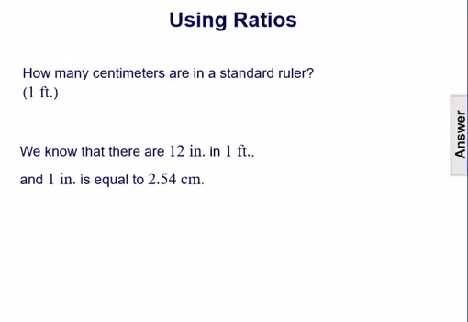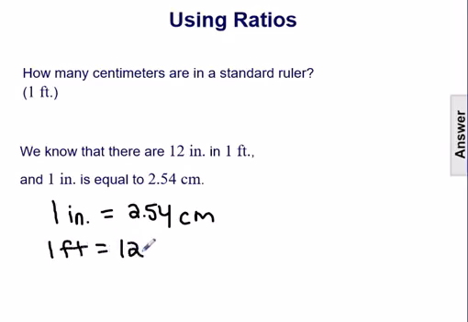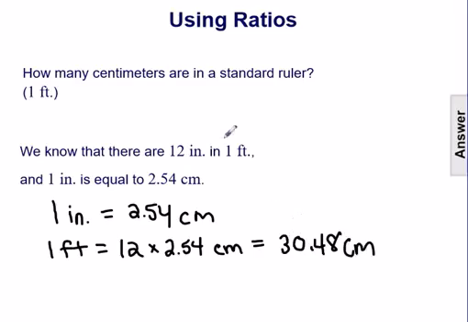So if 1 inch is equal to 2.54 centimeters, well, we can multiply 1 foot, or think that 1 foot is equal to 12 times 2.54. Since there's 12 inches in a foot, we would have 12 of the 2.54 centimeters, which is going to equal 30.48 centimeters. So there are 30.48 centimeters in 1 foot, so there are 30.48 centimeters in a standard ruler.